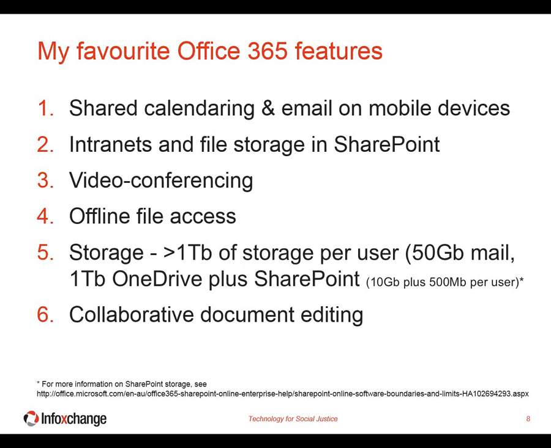The fourth one's offline file access through OneDrive, so that you can take libraries of files and synchronize them offline. The fifth one is the volume of storage. You get a terabyte per user of OneDrive storage. You get 50 gig of mail. And what that allows you to do is to reduce the need for archiving, but it obviously doesn't eliminate the need for good document management approaches.